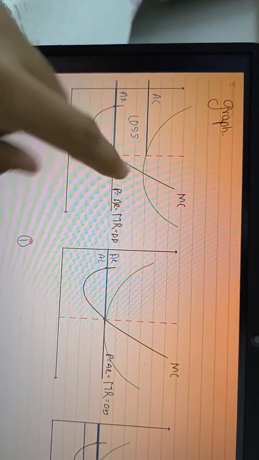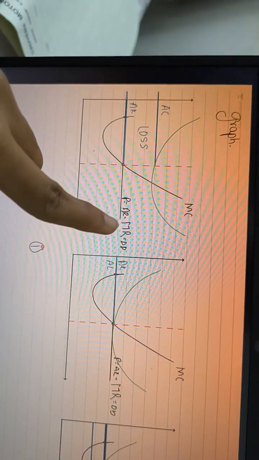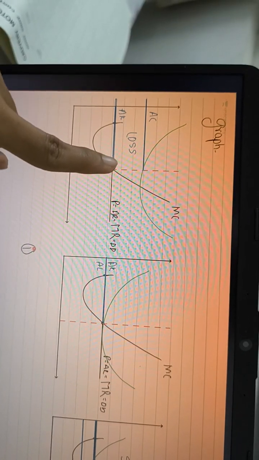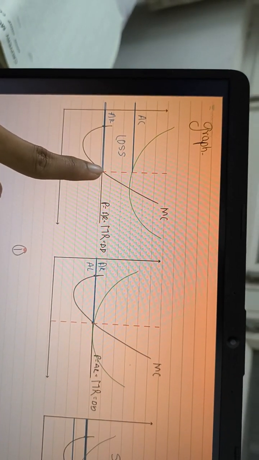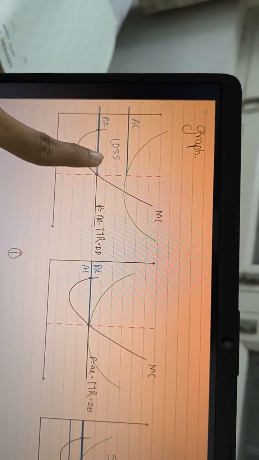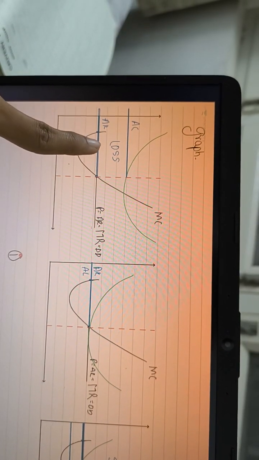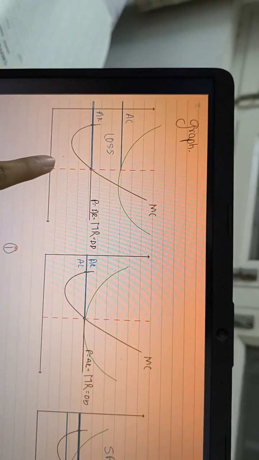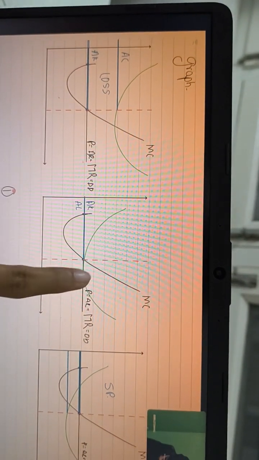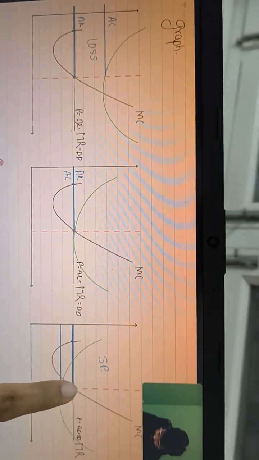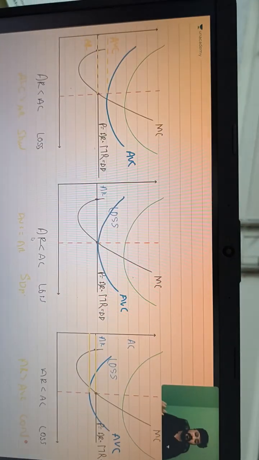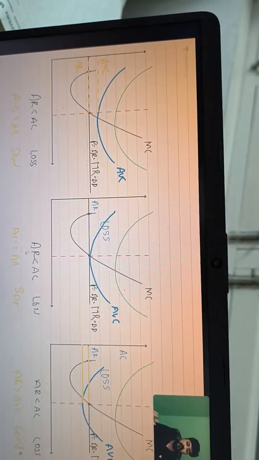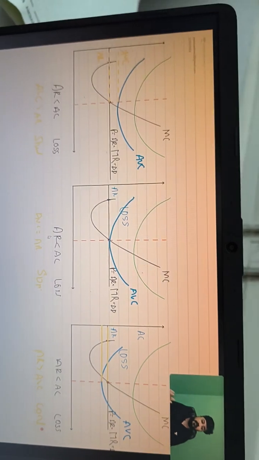First, we have the MR, and this is MC. So here we get the output line. After this output line, this is the AR line itself. You will take the AC. Since AC is higher, this will give loss. Similarly, since it's equal, it gives normal profit, and this will give super profit. And here put average variable cost and see if you should continue or shut down the business.